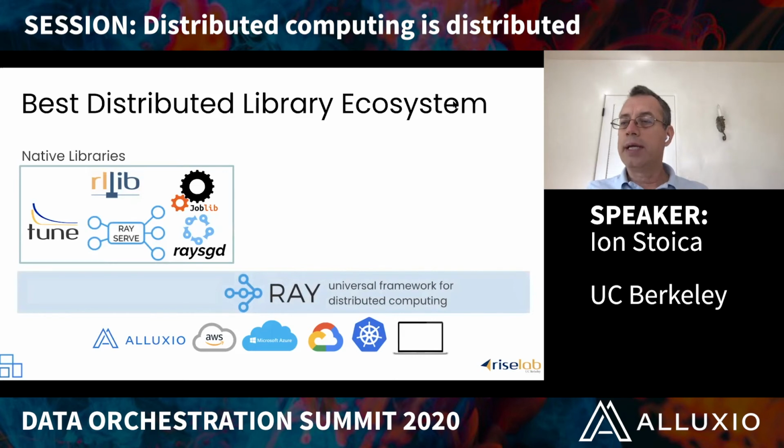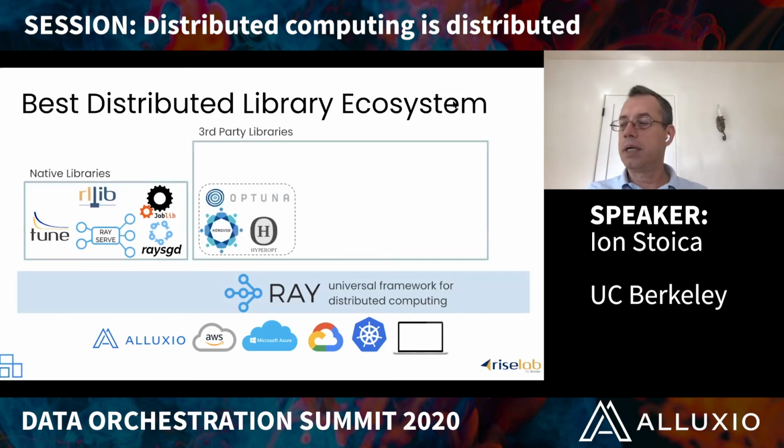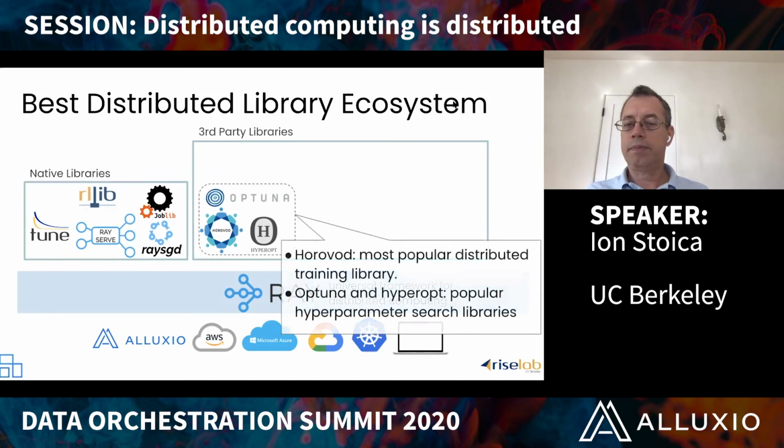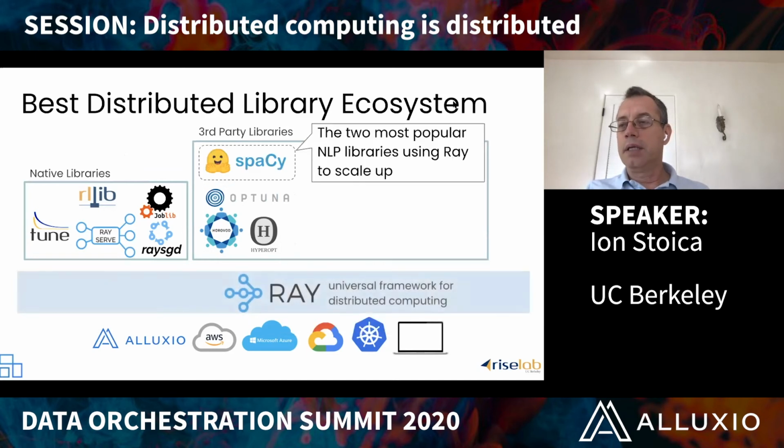While we are happy with the Ray native libraries, we are even more excited about the third-party libraries that are starting to be ported or integrated with Ray. So let me say a few words about these third-party libraries. Horovod is the most popular distributed training library and is now integrating with Ray. The same is also the case for Optuna and HyperOpt, two popular hyperparameter search libraries. Hugging Face and spaCy are two of the most popular natural language libraries, and now they are using Ray to scale up.